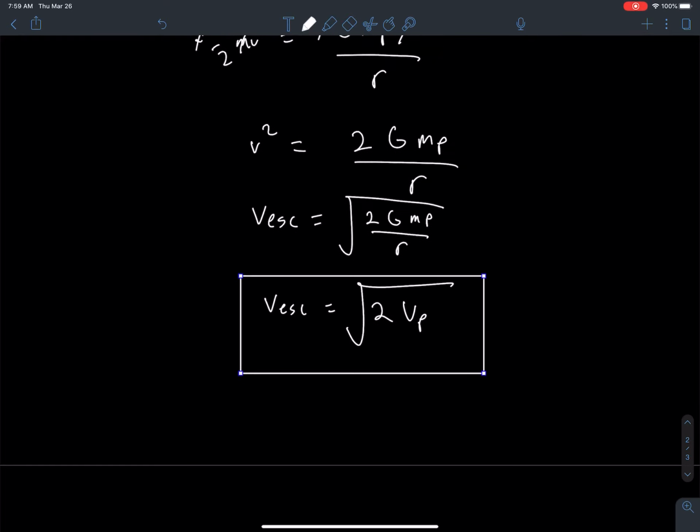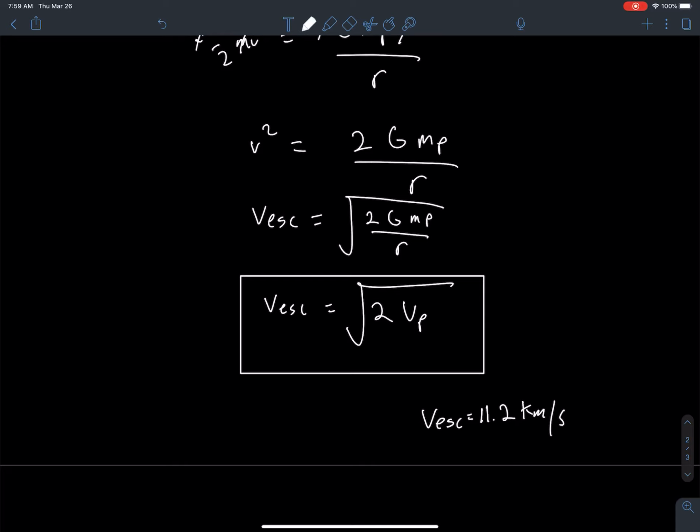And if you do some calculations for Earth, the escape velocity for Earth is around 11.2 kilometers per second. So if we're launching a rocket and we want it to leave and not just orbit, we have to launch it with a minimum velocity of 11.2 kilometers per second.